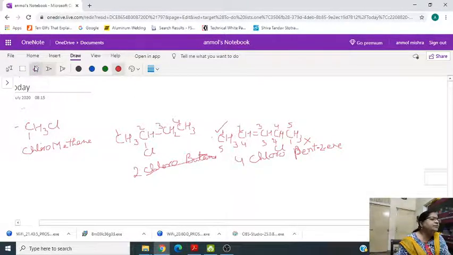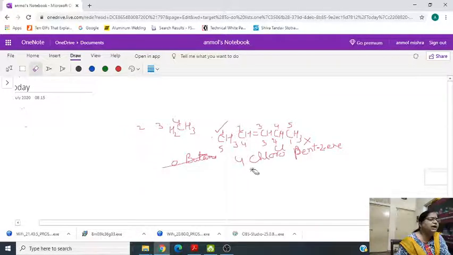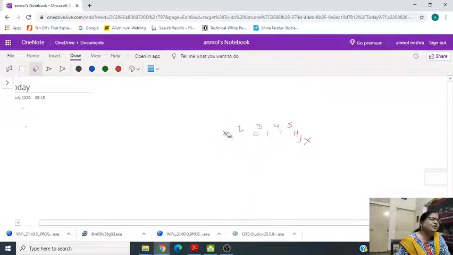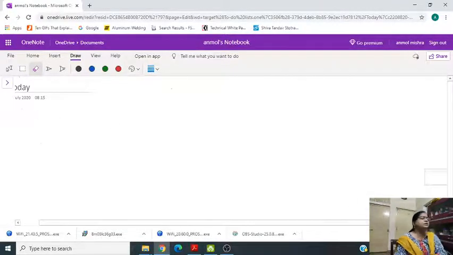Now again in IUPAC, sometimes we have 2 halogen atoms present in the organic compound. At that time in naming we commonly use the terms gem and vicinal. If both the halogen atoms are present on the same carbon atom, then it is called gem dihalide, and if they are present on different carbon atoms, then it is called vicinal dihalide.